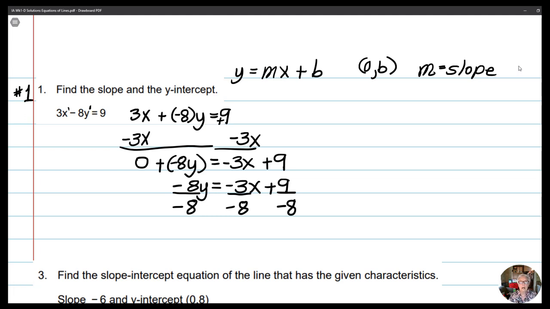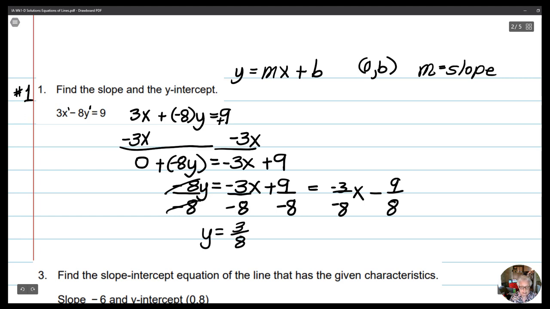Instead of just drawing a line and putting negative 3x plus 9 over negative 8, I need to find the slope and the y-intercept, so I need to have the terms kept separate. Now this is going to be negative 3 over negative 8x plus 9 over negative 8. Well, positive 9 over negative 8 is negative, so negative 9 over 8. Meanwhile, negative 3 over negative 8 is positive 3/8. So the equation of our line now, because the negative 8s canceled each other out, is y equals 3/8 x minus 9/8.